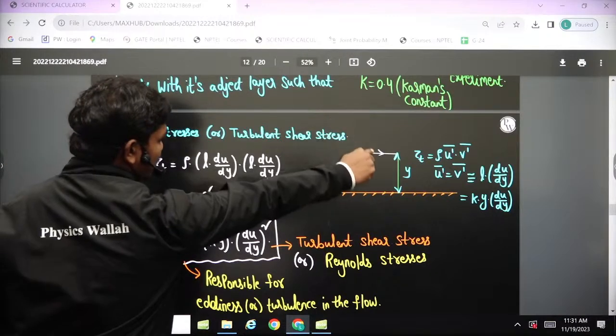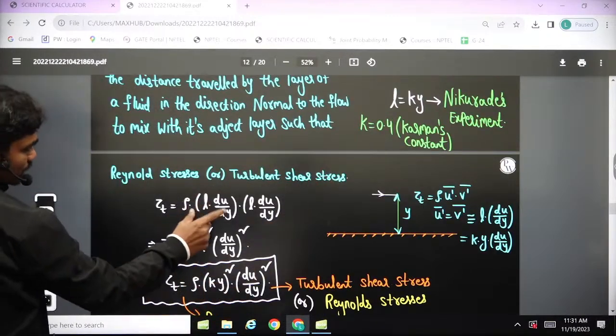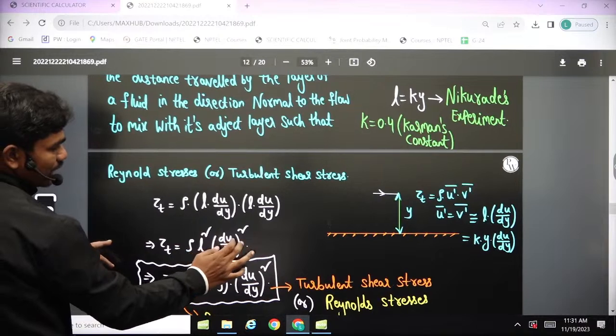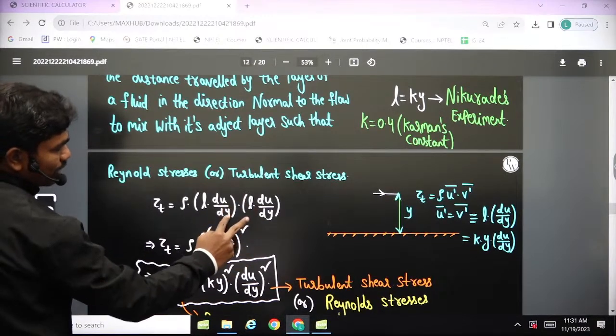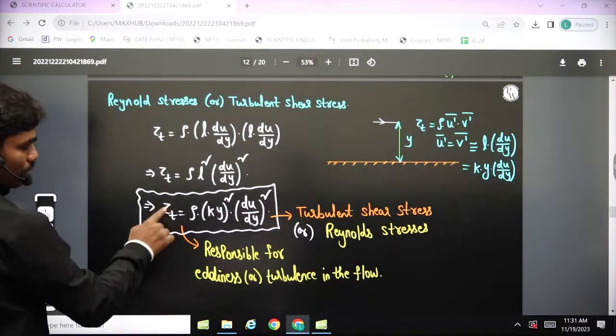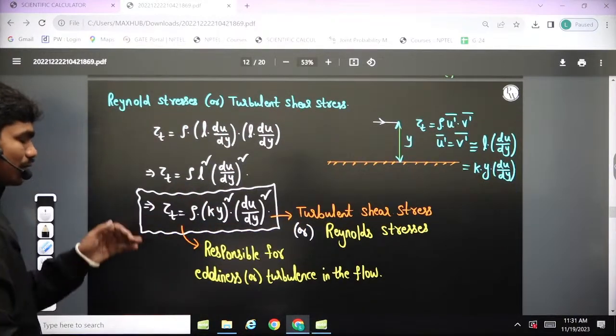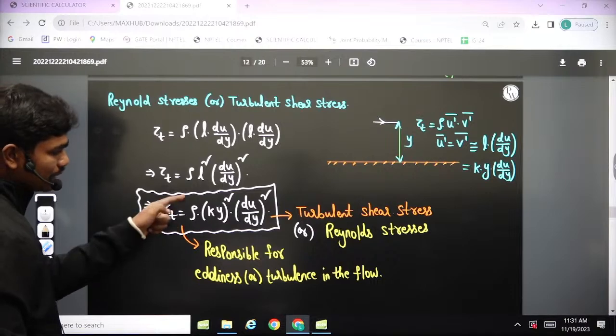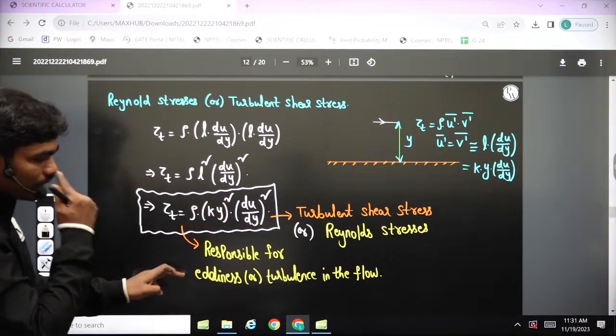this experiment, from this constant. This u dash bar can be written as L into du by dy, and these two are equal in magnitude. Normally a bit of scaling analysis is what you have to do. So if you do, you will get the expression for the shear stress due to eddiness or due to turbulence, which is rho times (ky) whole square into (du by dy) whole square.